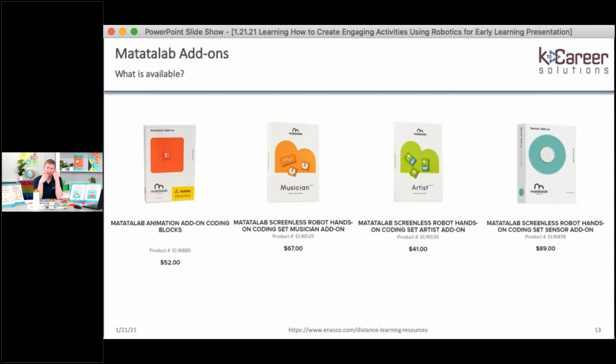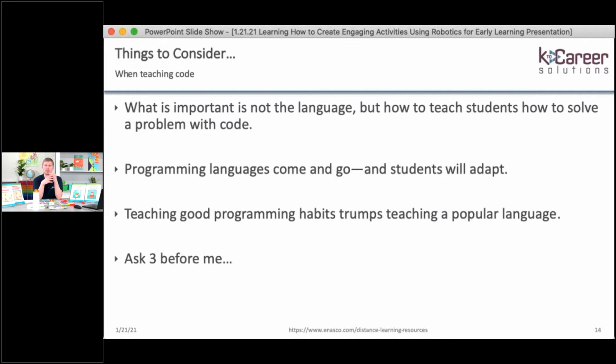If you go to the next slide, then we are going to talk about the things that we want to consider. I know I'm going through these a little bit quicker, but I want to make sure to cover everything that we have here for today.